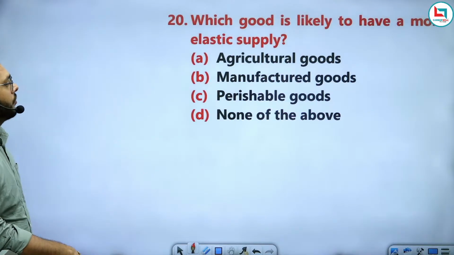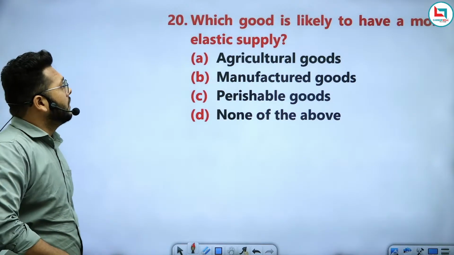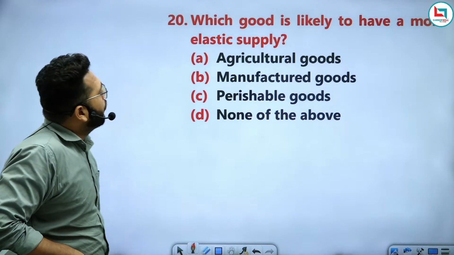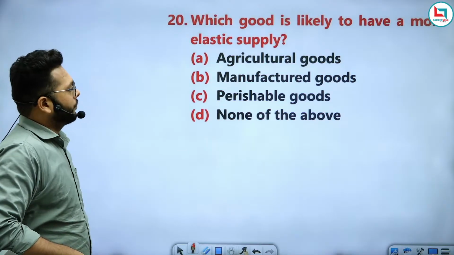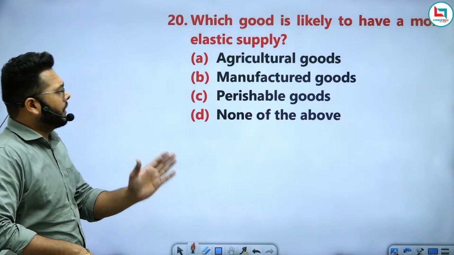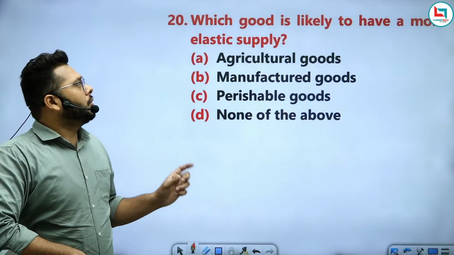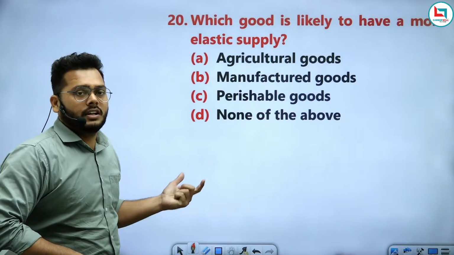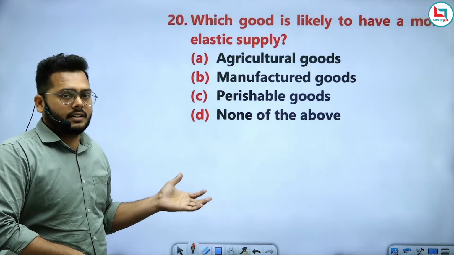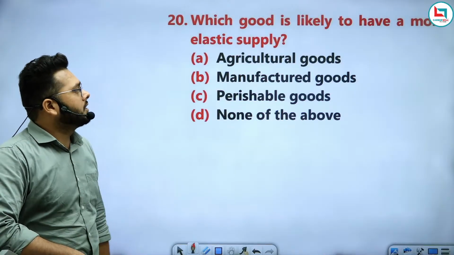Next, let's move to another and last question, but not least. Which good is likely to have a more elastic supply? Agricultural goods, manufactured goods, perishable goods, or none of the above? The question is asking about the more elastic supply. This question has already been asked in your SSC MTS examination. So let's answer this question.